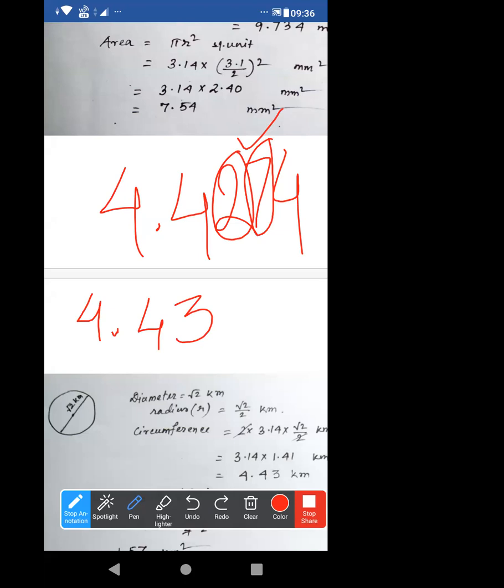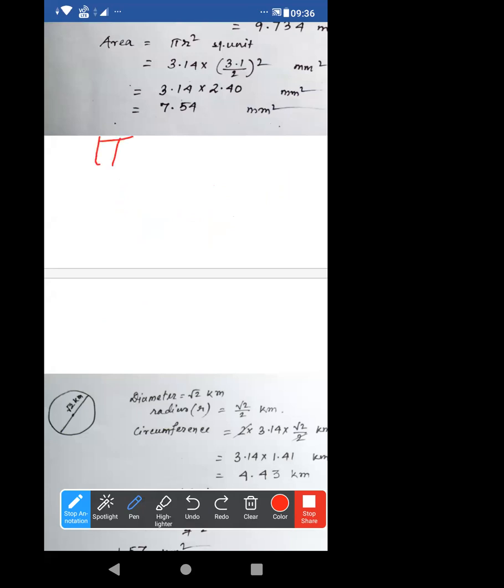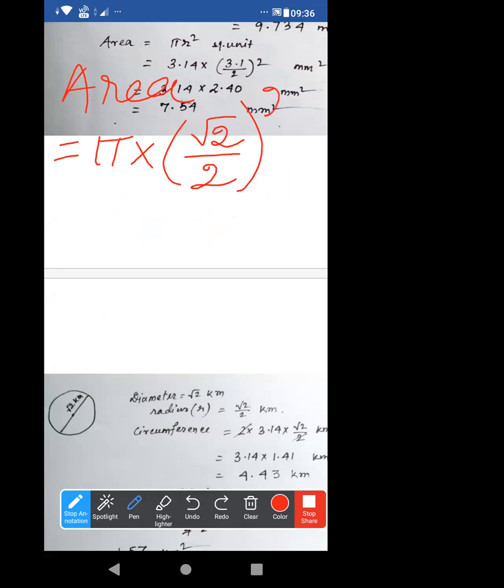Now, what will be its area? Area means pi r square. Just write over there, area is equal to pi into r square. Here it will be very easy. Look, don't put root 2 is equal to 1.418. Do not put the value of square root of 2. Here, there is one magic.